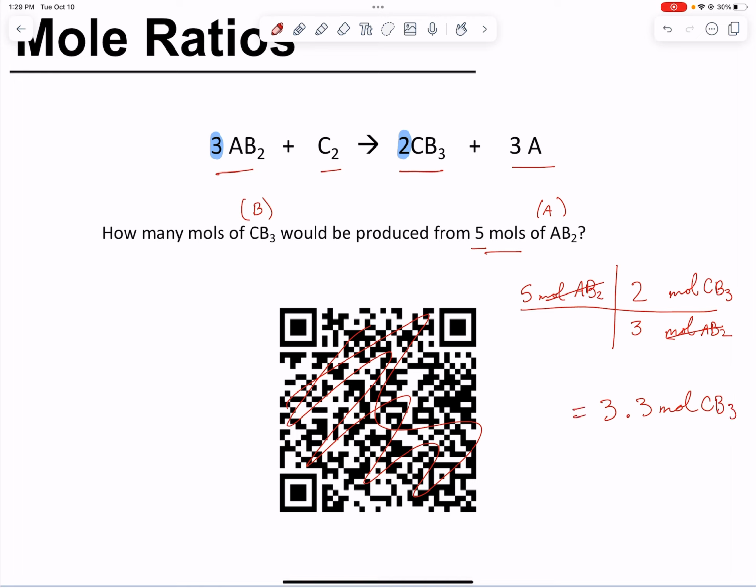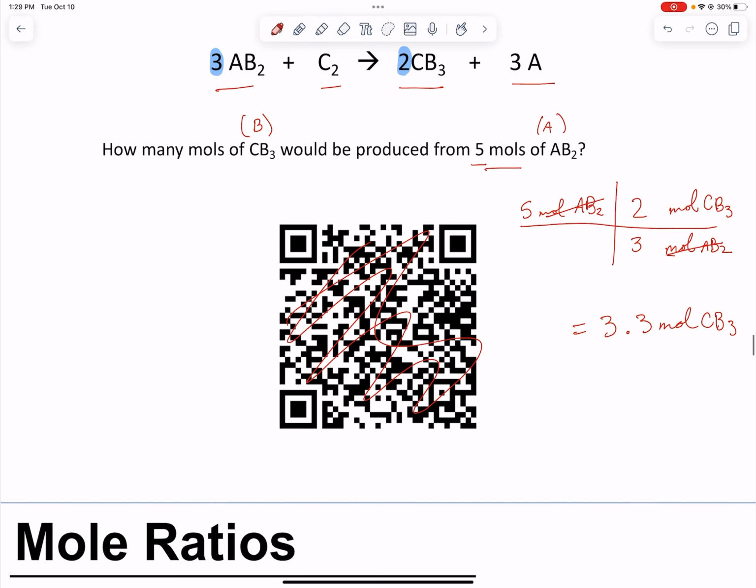Okay, so that would be our answer. And that's an example of how you use a mole ratio to convert from moles of one thing to moles of something else.